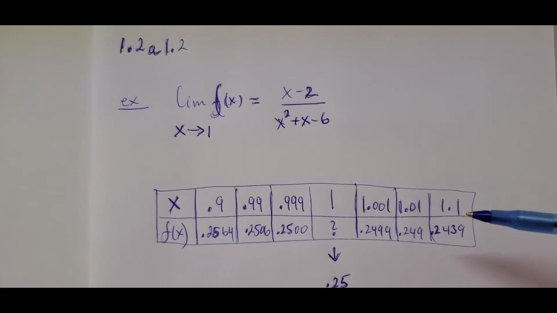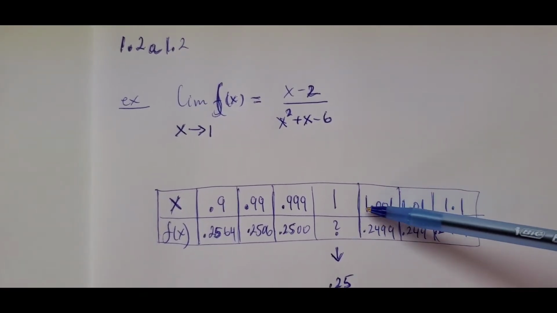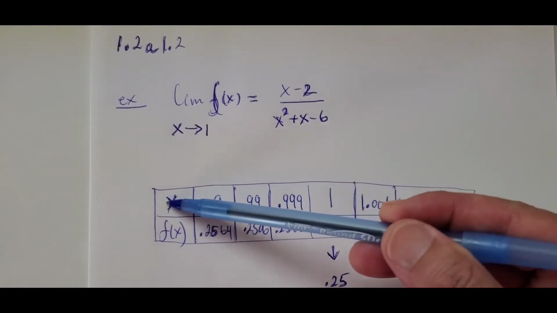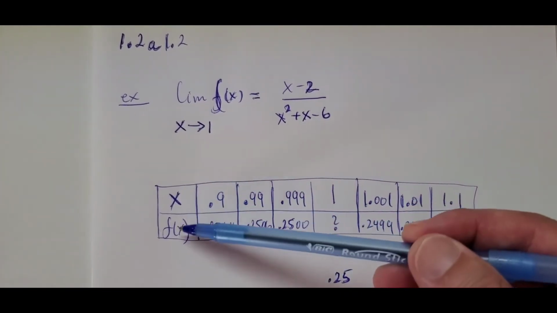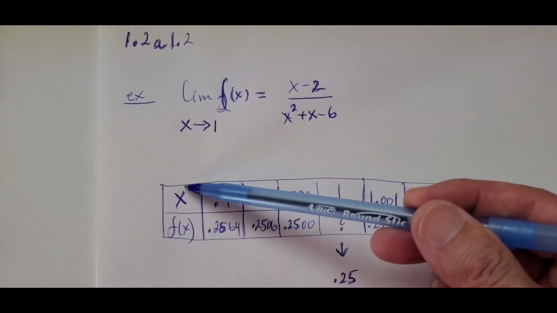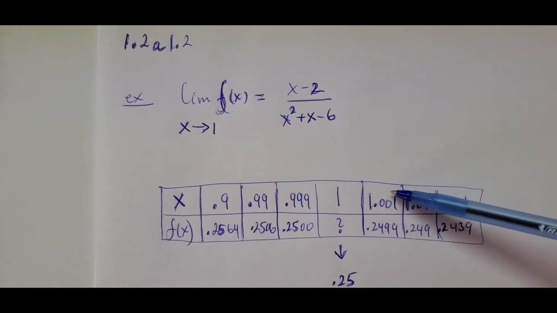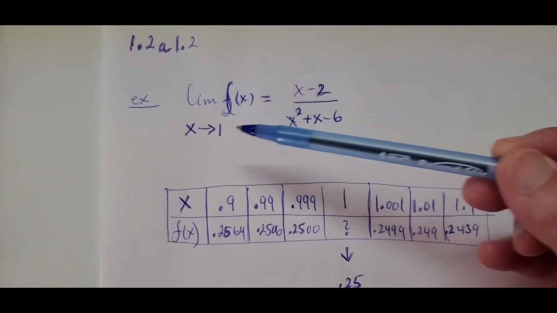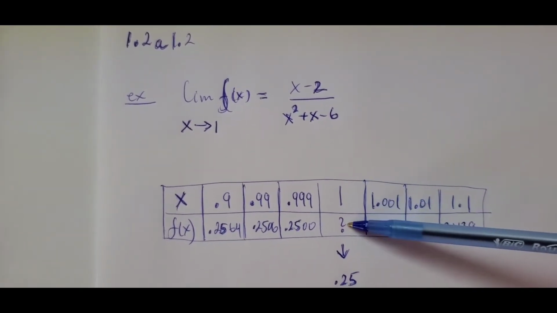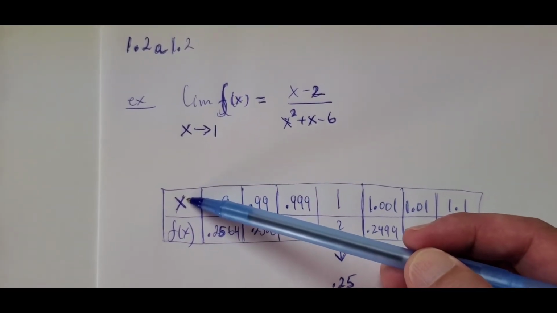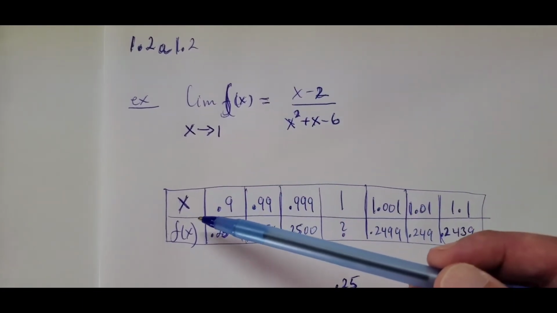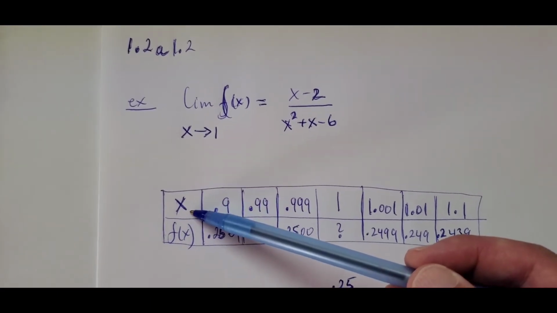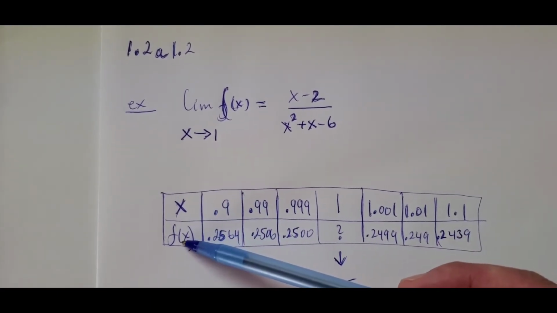So you will make 8 slots: 1, 2, 3, 4, 5, 6, 7, 8. That's 8 columns and 2 rows. As x approaches 1, the 1 is always in the middle. Again, x is the value you plug in, which is the input. F of x is the output.